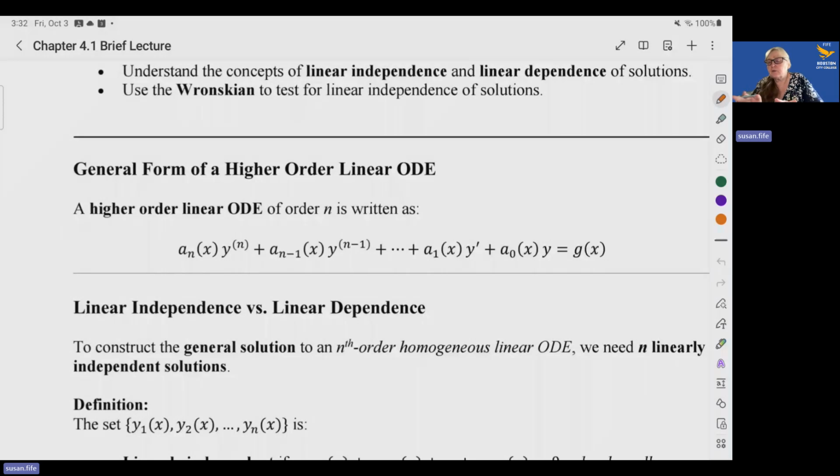So we have all of these functions of x. They really could be anything, multiplied by some derivative of y. So we have all these y or y derivative terms, each multiplied by some function of x. We should say that a sub n of x cannot be equal to 0. That leading coefficient can never be equal to 0.